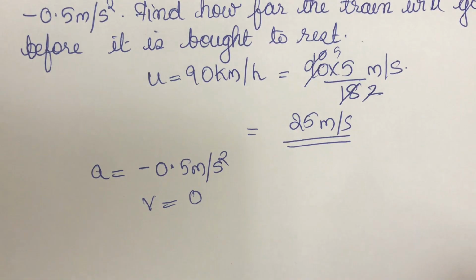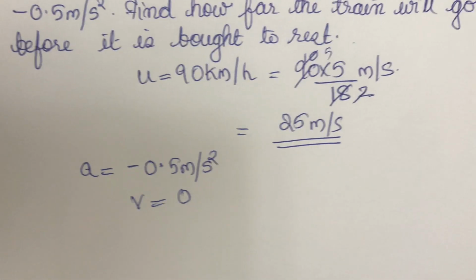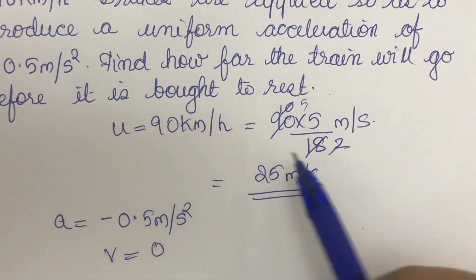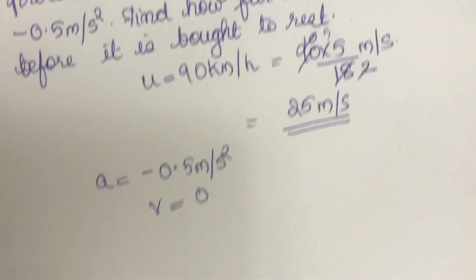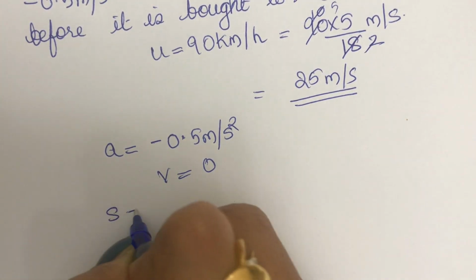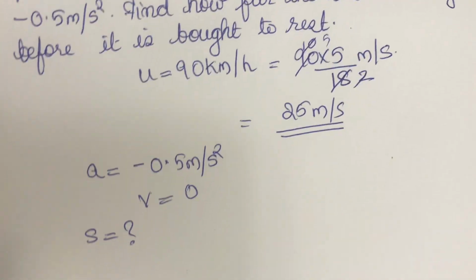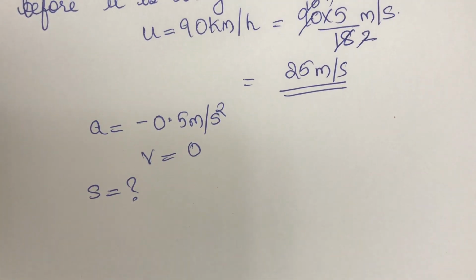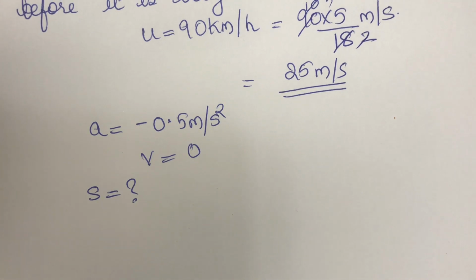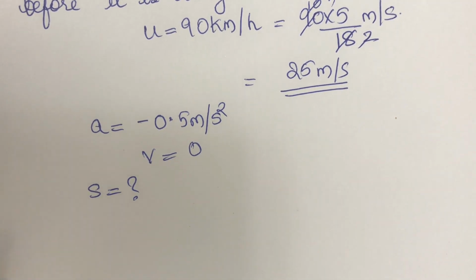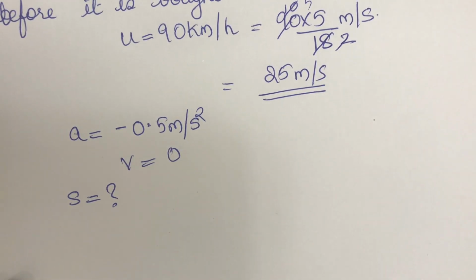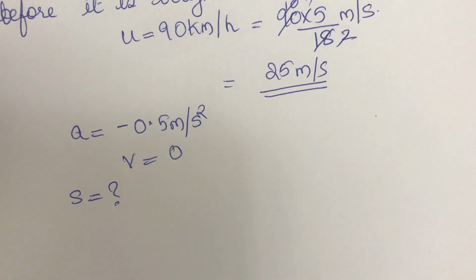Final velocity will be 0. So now how far the train will go before it is brought to rest means what? We have to find the distance. So now here we have to find the distance. So we have u, v and a. So what is the equation we have to substitute? We have to substitute the third equation, right? Because third equation is what? The position and velocity relation it's showing, no?